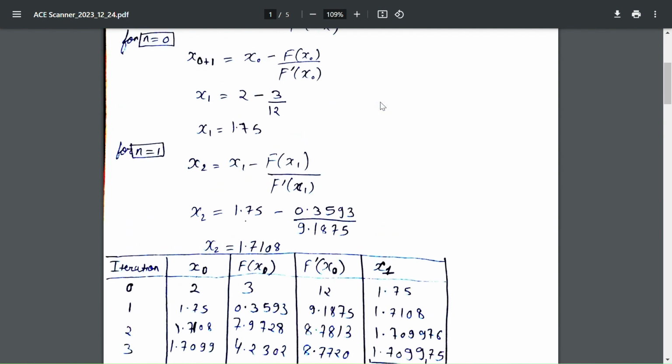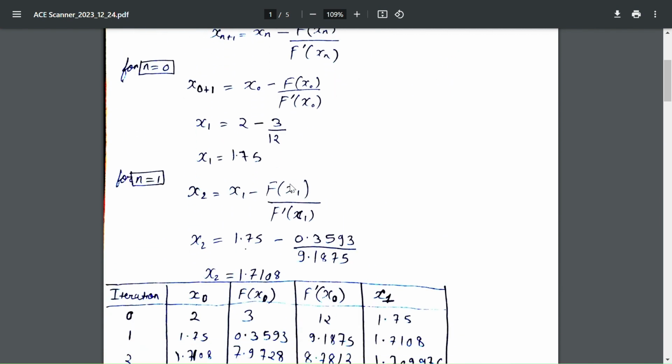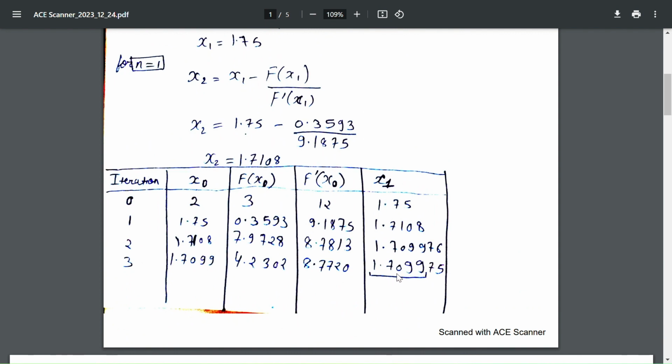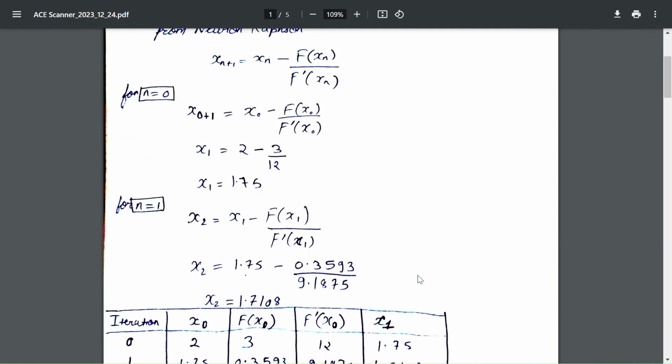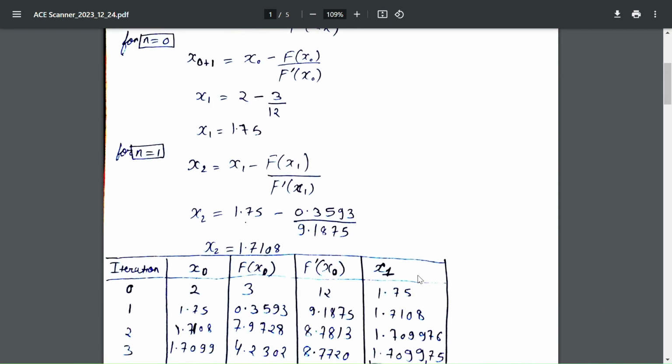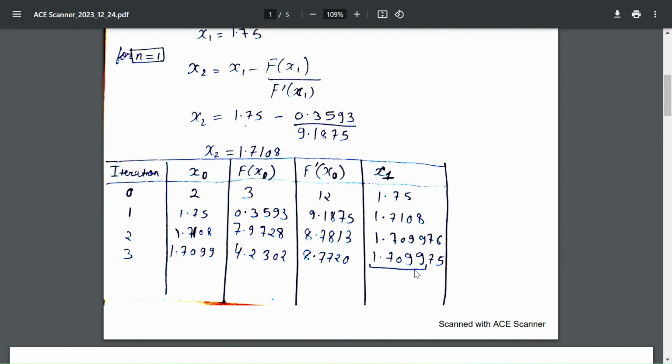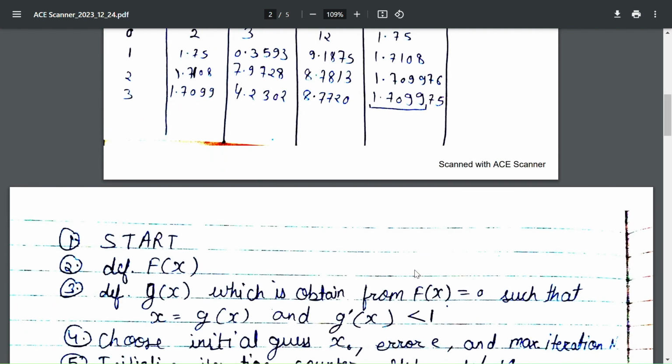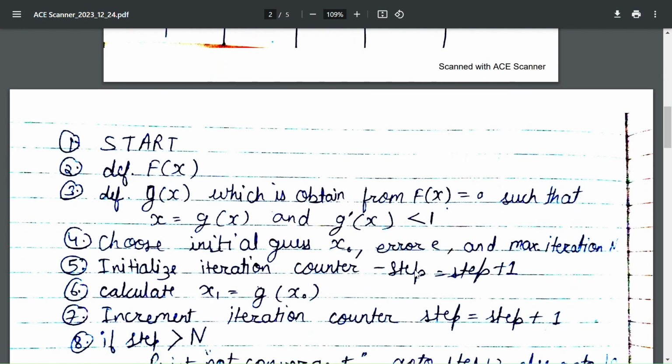On solving, we get 1.7099, which is our precise answer for this. So the cube root of 5 is 1.7099.